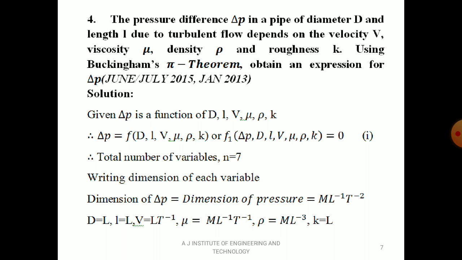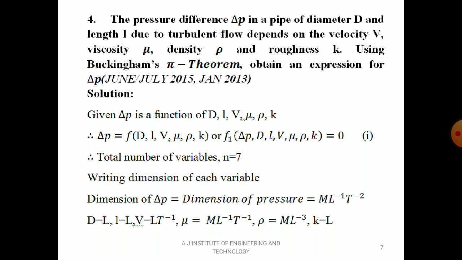or we can rewrite the expression as f1 of delta p, d, l, v, mu, rho, k equal to 0. Take it as expression 1. Now we can count the number of variables: delta p, d, l, v, mu, rho, k. So the total number of variables, including dependent and independent, is 7. So n equal to 7.